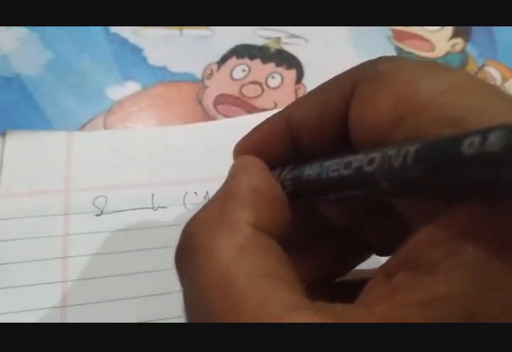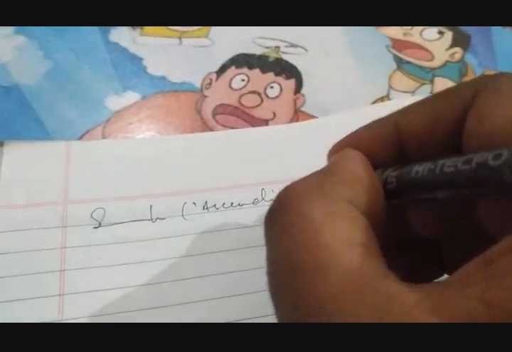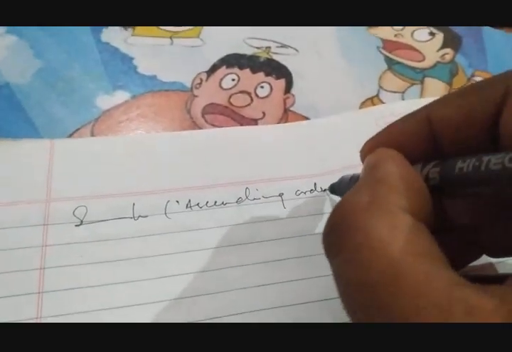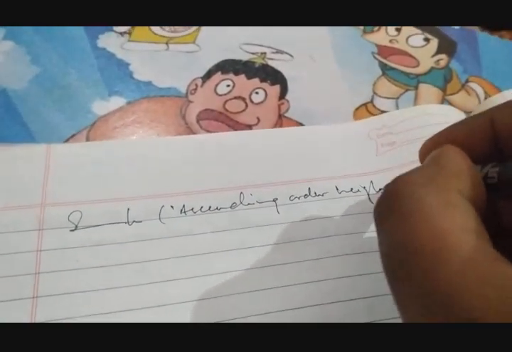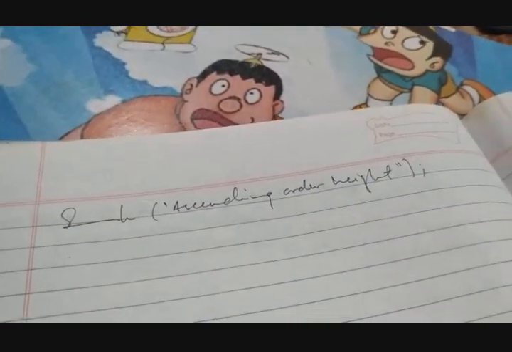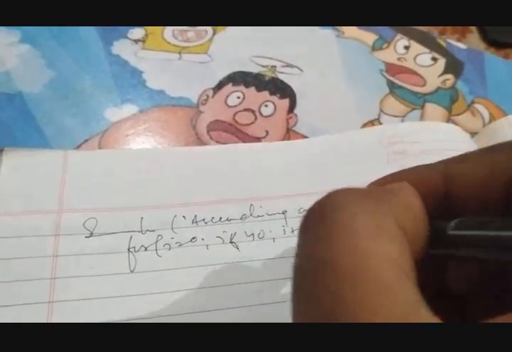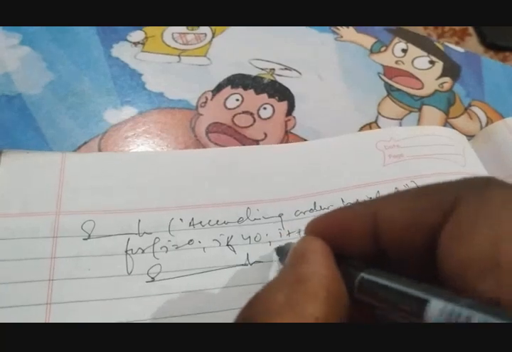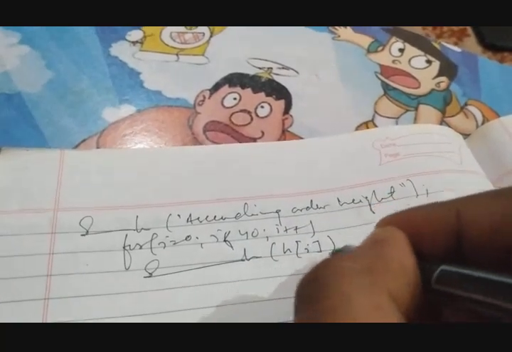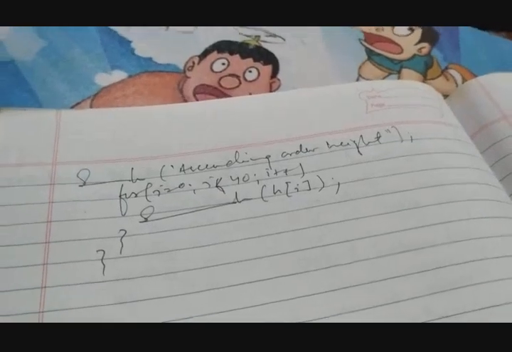Sop: Ascending height. For i equals to 0, i less than 40, i plus plus, sop h of i. Main close, class close.